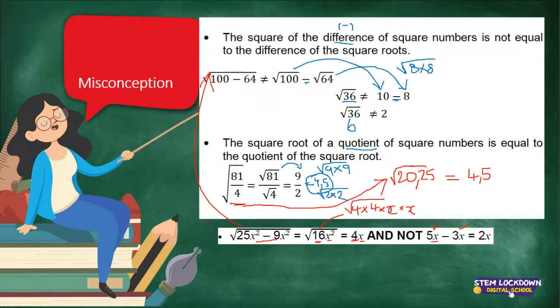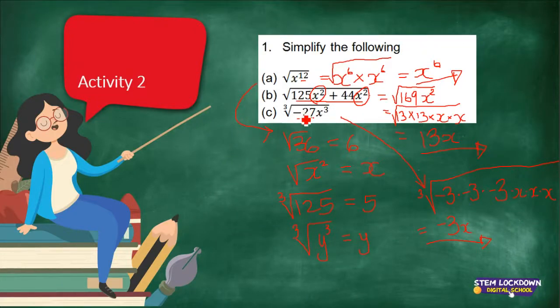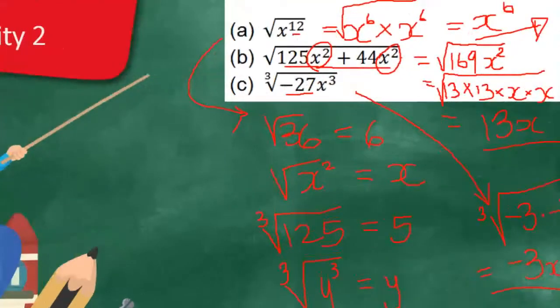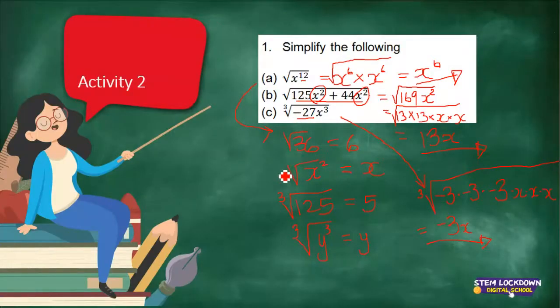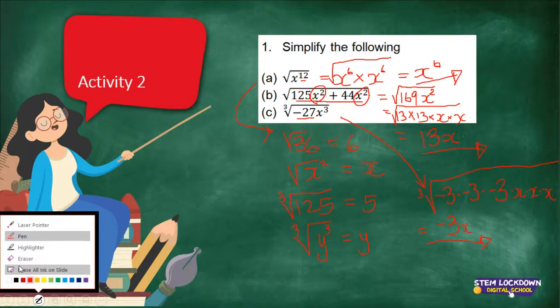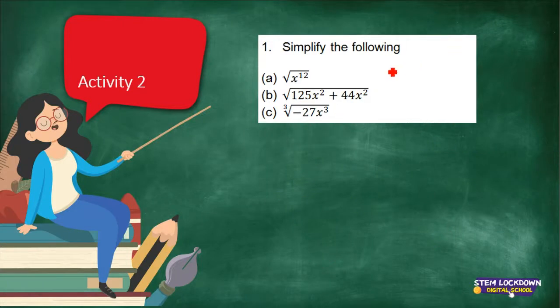Yes. Okay, let me try to see which 6 they are talking about. Are they talking about this 6? Let me erase this. Okay, basically, learners, square root of 36. Here, I want to know which number multiplies by itself once to give you 36. That number was 6. So 6 times 6 is 36.